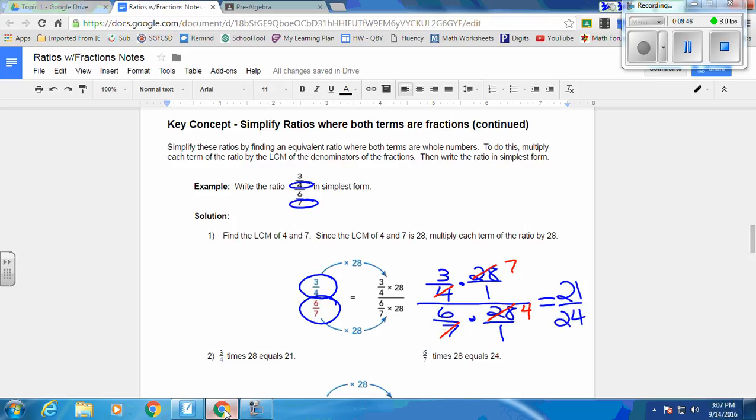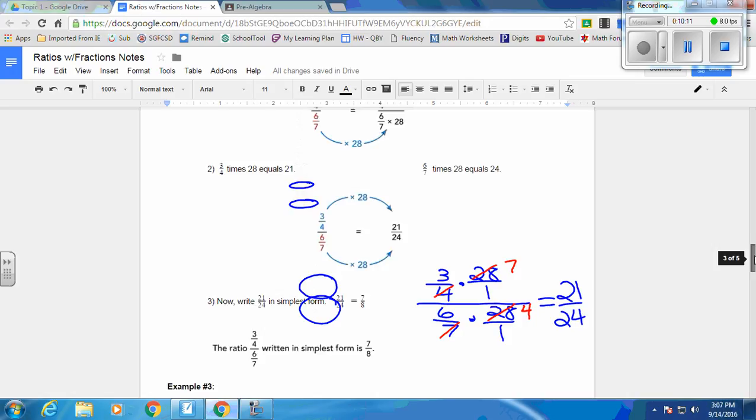21/24. At first it seems kind of complicated, but I just wanted to break it down so that you saw that work a little bit more. Step 2 goes on to say 3/4 times 28 equals 21, which I'm showing you how we got. And 6/7 times 28 equals 24. So now that we have 21/24, second here.